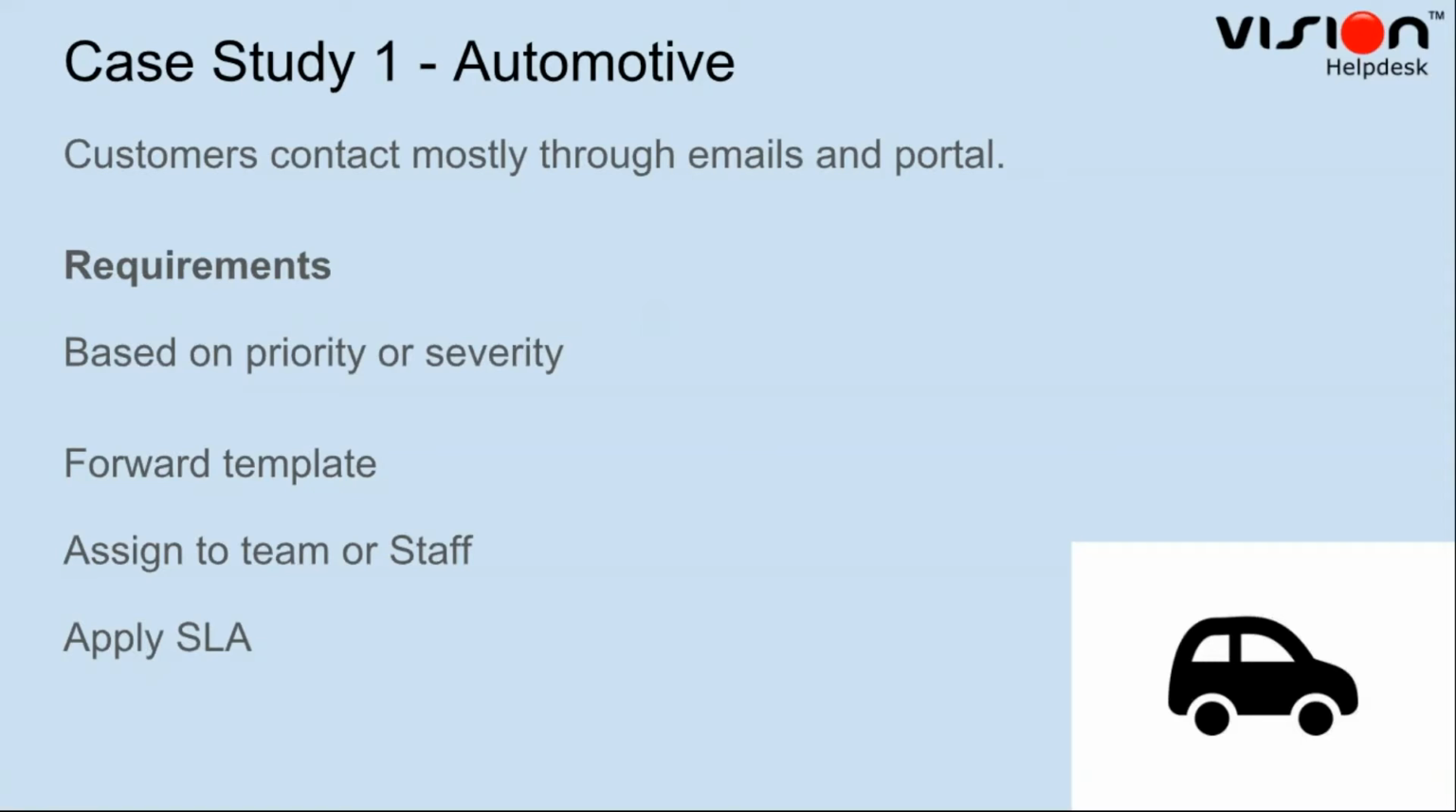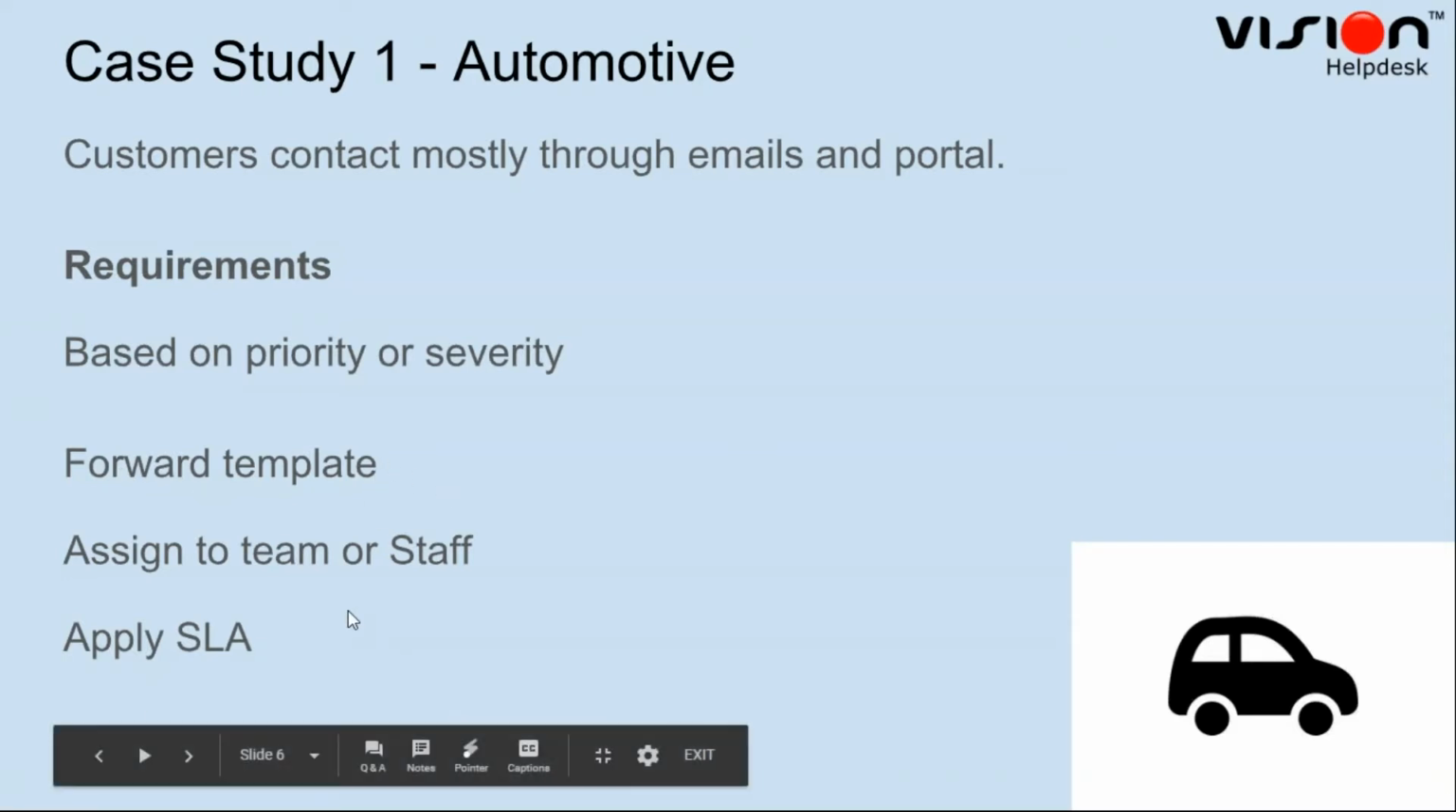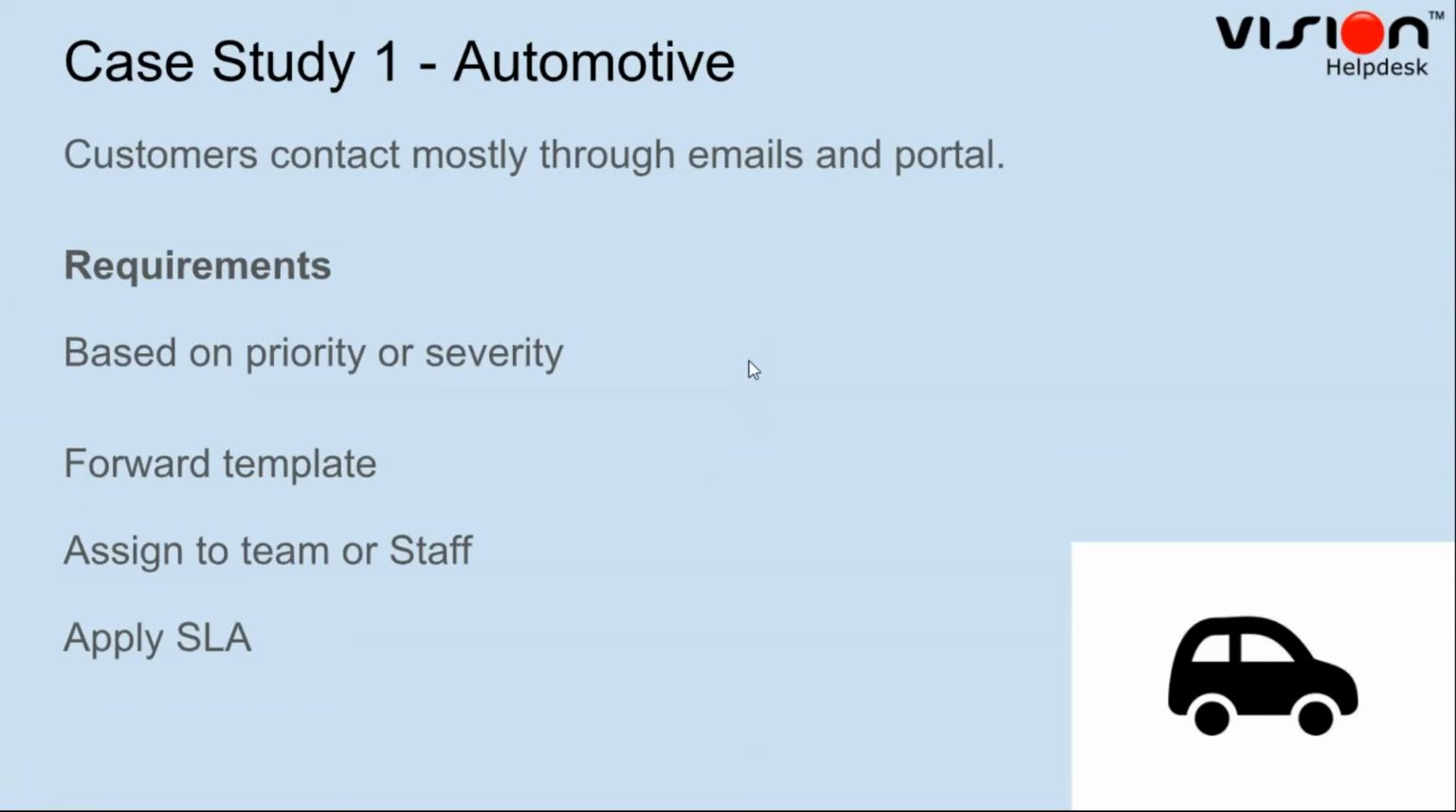Using the Vision Helpdesk and the workflow module, you can automate those actions that you could do manually. Based on the priority or the severity, certain actions had to be taken, like the example I have taken: forward an email template, assign it to a particular staff member, and also apply a desired SLA.